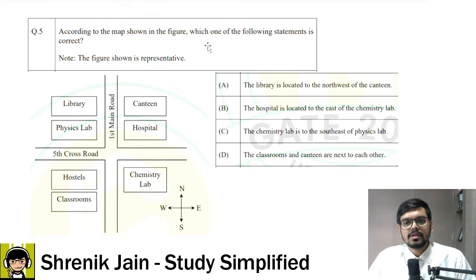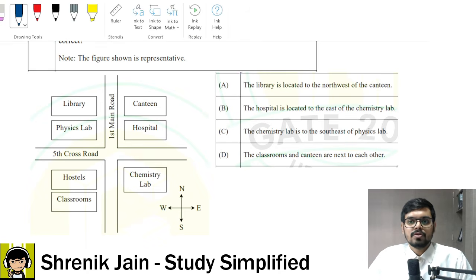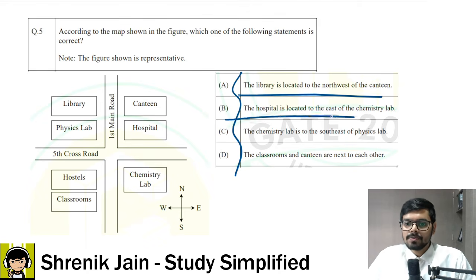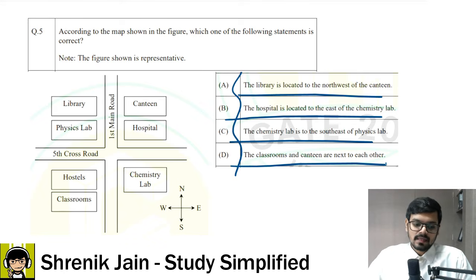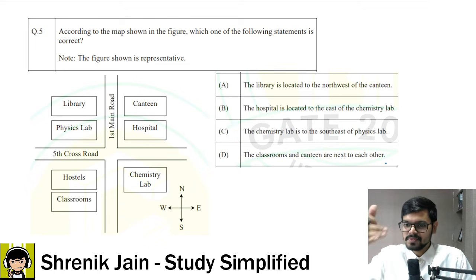Question number 5, reasoning. According to the map shown in the figure, which of the following statements is correct? This is the map. These are the 4 options. Pause the video, try, then look at my solution. I guess you have tried this question. This question you have to solve by checking option by option. Once you get the correct option, stop and move forward. If you're not getting the correct option, next, spend your time.